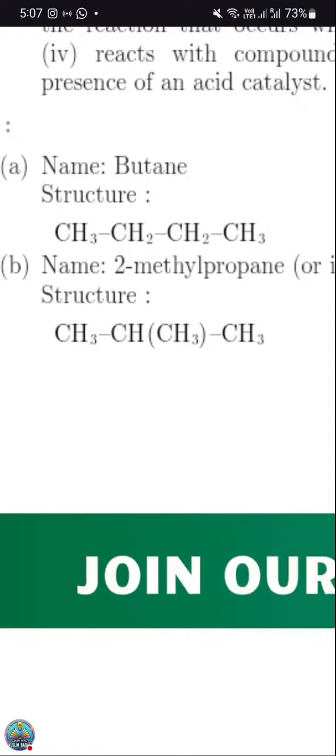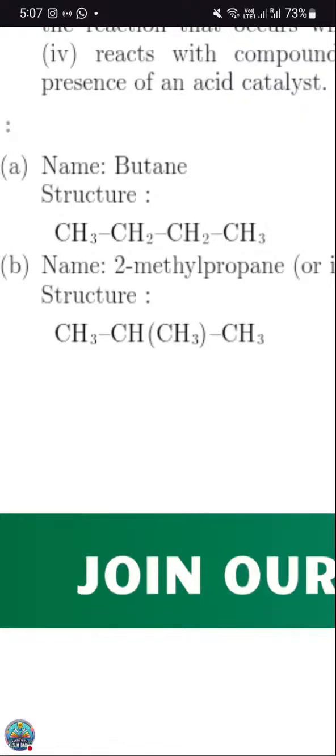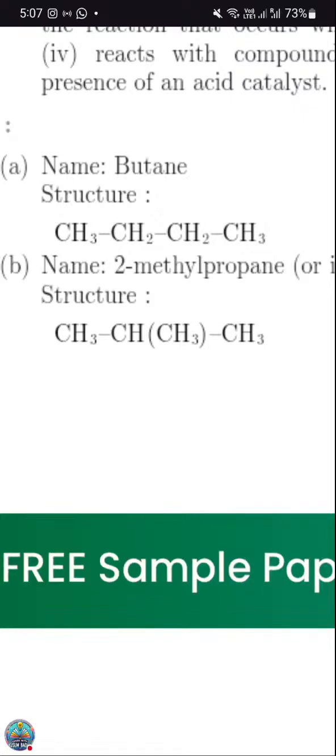After removing that, only 3 carbons remain. 3 carbons stand for propane. So 2-methylpropane. Is it clear? How did we get 2-methylpropane? At the second carbon, we attached a methyl group, CH3 group. So we call it 2-methylpropane. Vivek, is it clear?